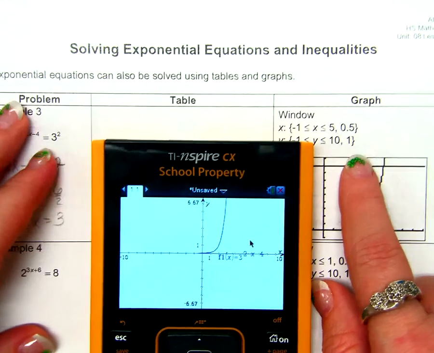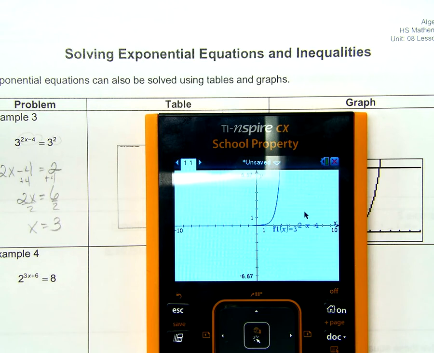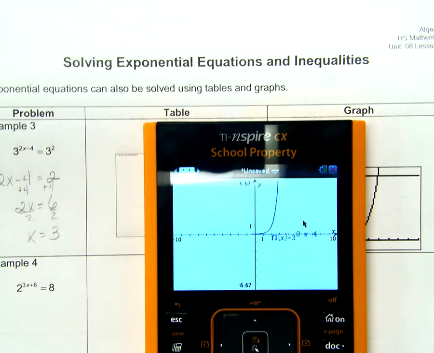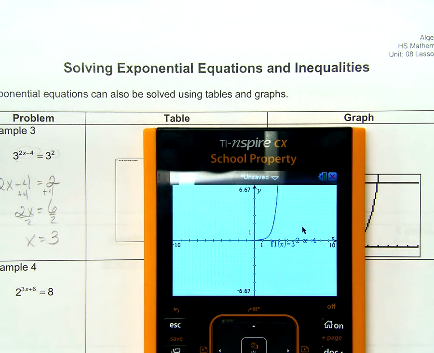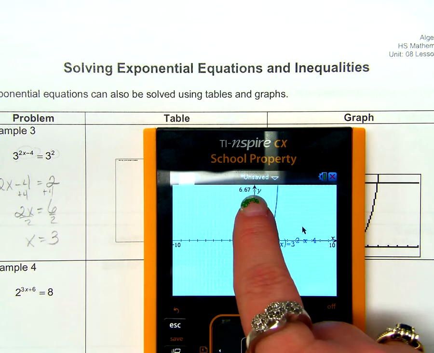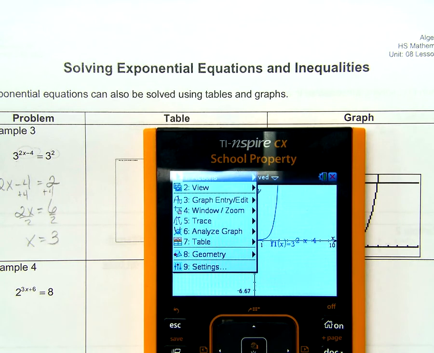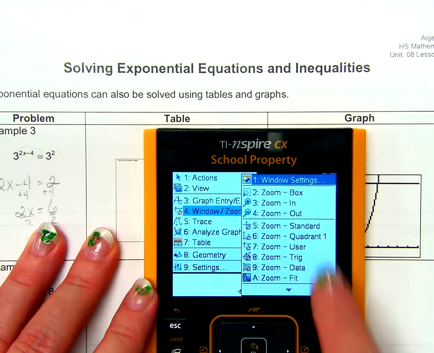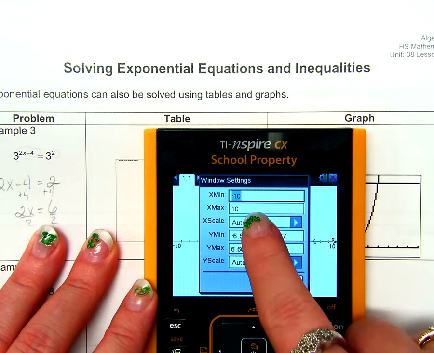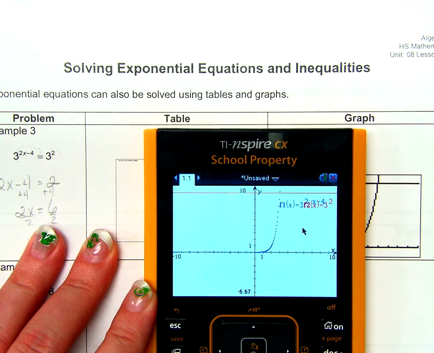It gives us a window. I don't want to look at that yet, because what happens if I'm not given a window to use? How am I going to figure out what I should change my window to see everything? Well, one of my y values is 9, isn't it? This only goes up to 6 2/3. So if I go to menu, window, and edit my window settings, I know my y max has to be at least 10 for me to see it.